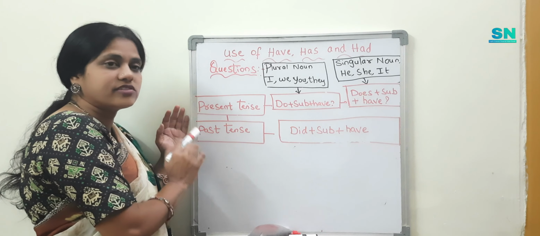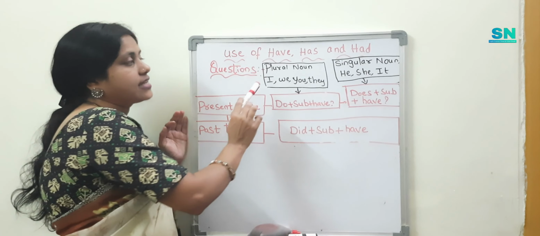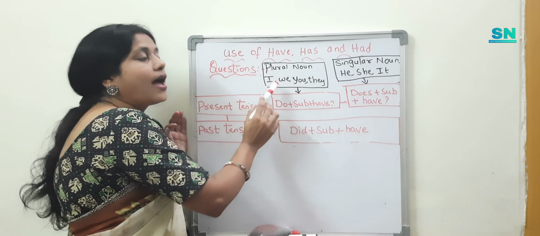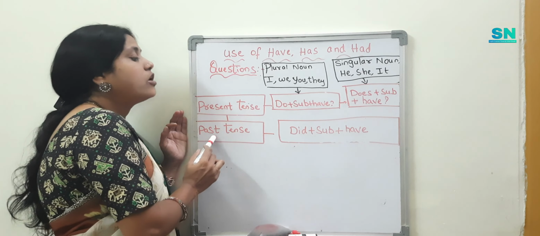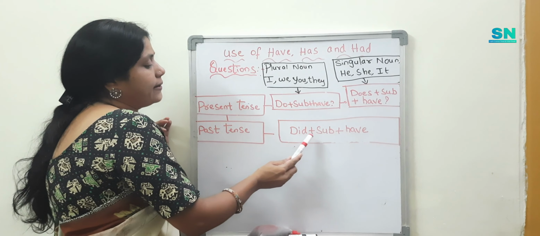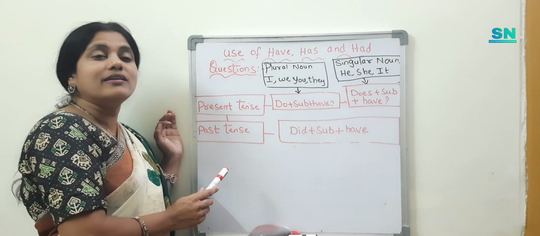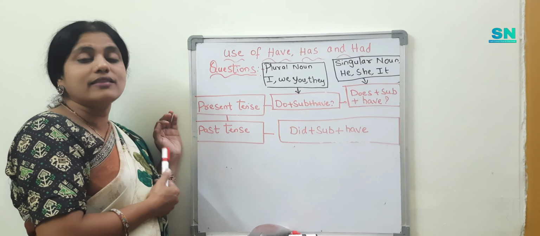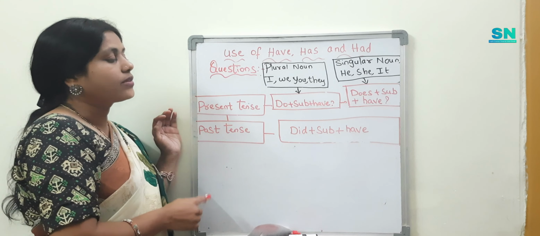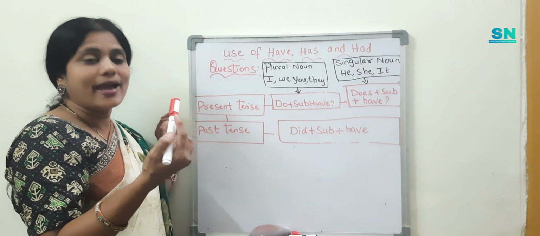The subject is either a singular noun or a plural noun, and the sentence is in the past tense, we should use did plus subject plus have. Did they have a good time yesterday?